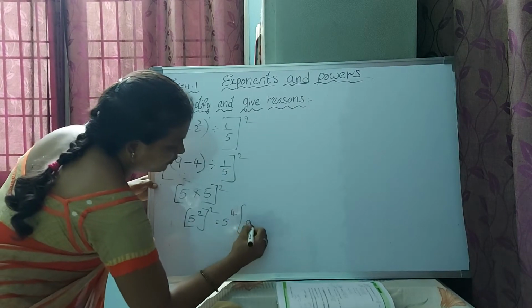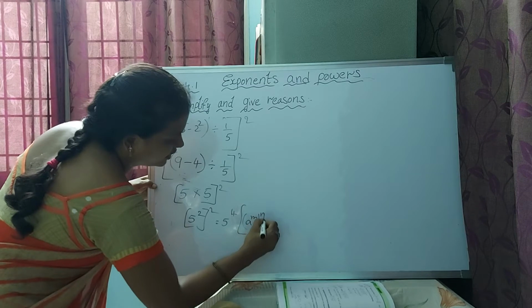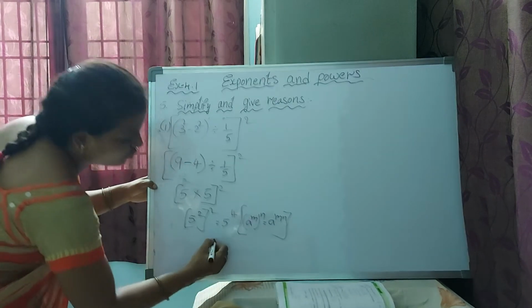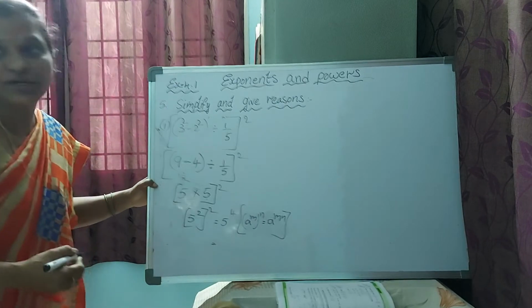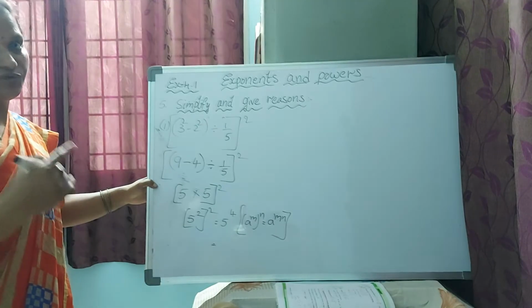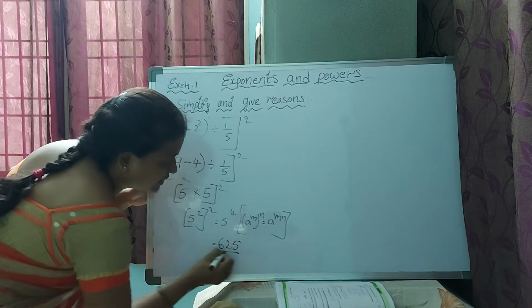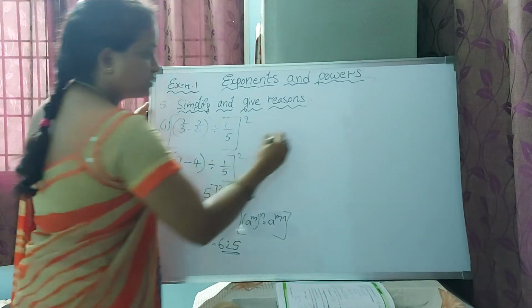How? A power m whole power n is equal to a power mn. So 5 power 4 means how much? 25 into 25. 5 5s are 25. 25 into 25, 625. Answer is 625. Next one, see.